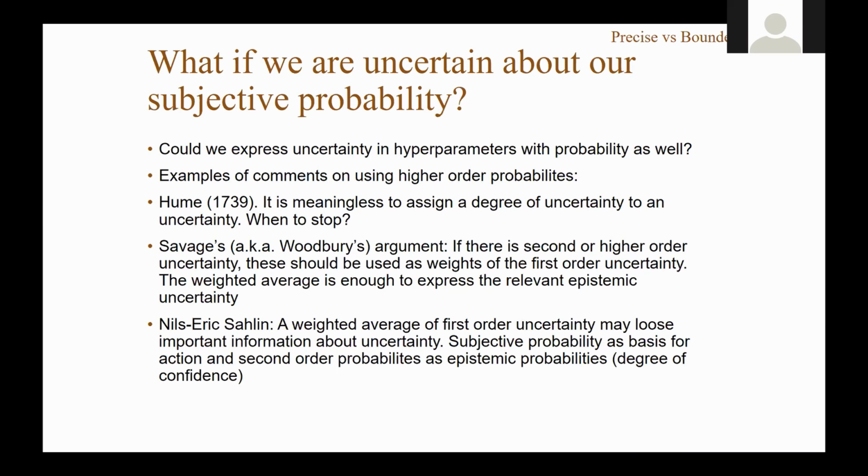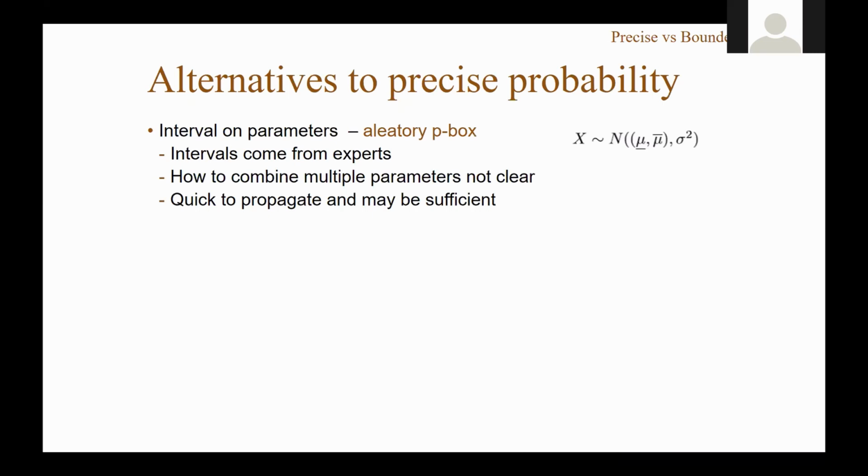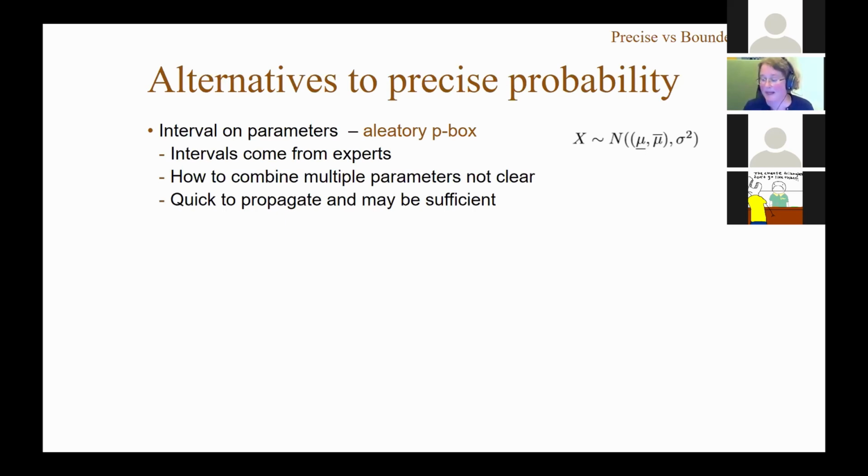Of course, other people have said things here. An alternative to precise probability is, as someone mentioned, that we could put an interval on our parameters. To the right, I have an example where we put an interval on the mean, mu, with a lower and upper bound. What I would call the resulting feature is an aleatory p-box. So epistemic uncertainty is no longer described by probabilities, it's described by intervals. And the intervals come from experts. They can look at data and so on, but they have to be physically assigned by experts.